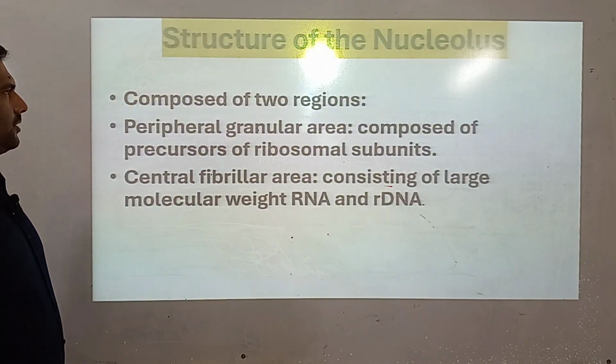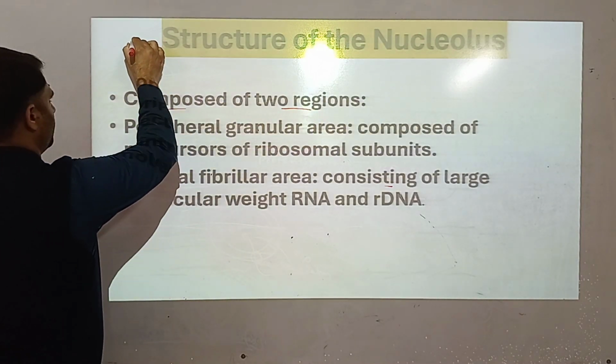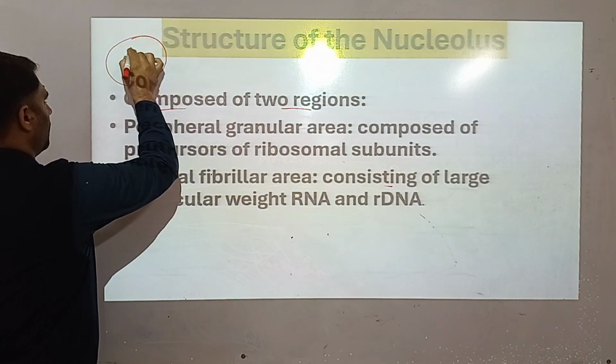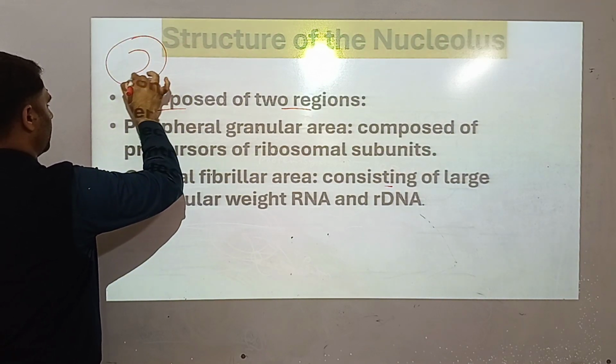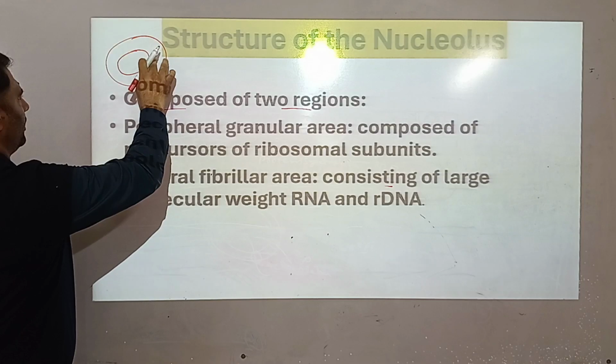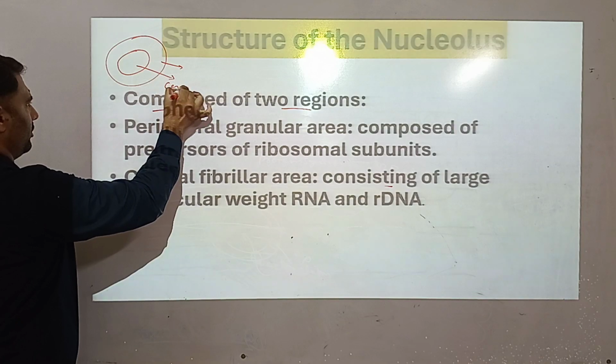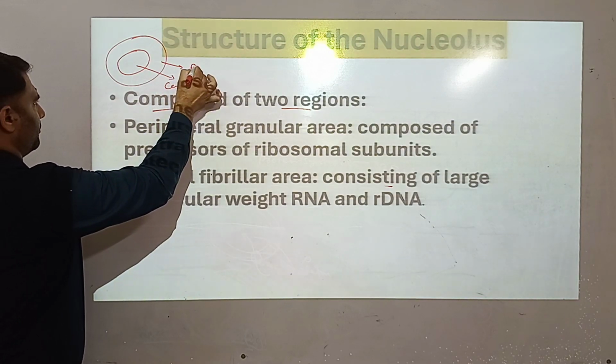So the structure of the nucleolus is composed of two regions actually. First is the outer peripheral region, and second is the central region. This is central and this is peripheral.